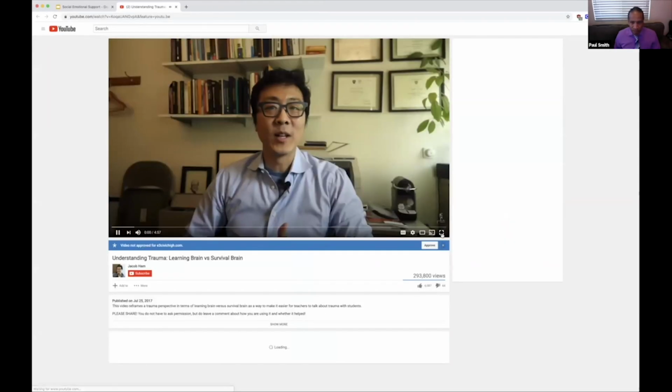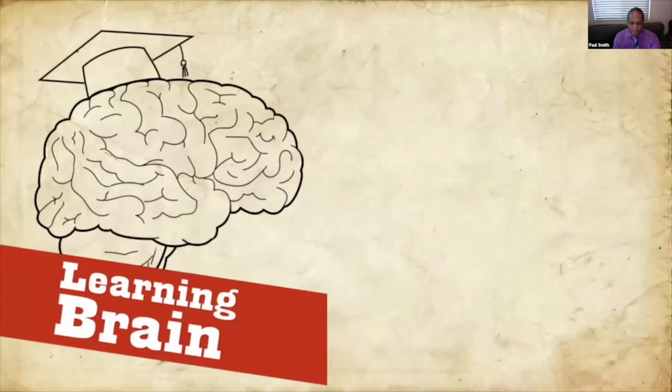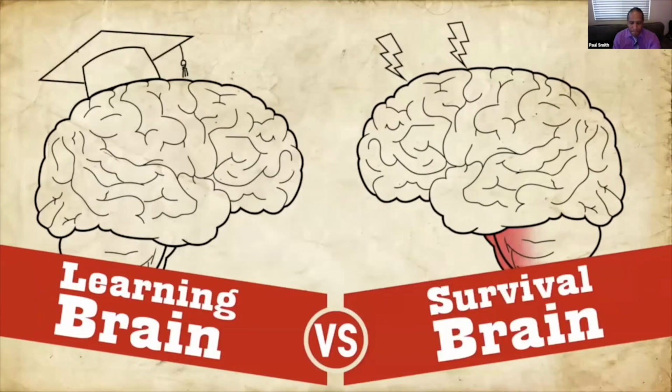Hey, welcome back. Today, I really want to think about what's the best way to teach teachers about trauma without getting them distracted with all the technical stuff, and what's the most important thing for them to understand and learn. And I thought the best way to do it might be to make a distinction between a learning brain versus a brain in survival mode. So we'll just call it learning brain versus survival brain. And this is the difference.